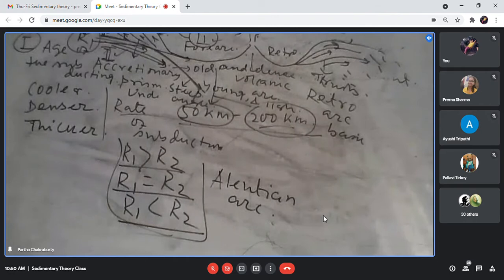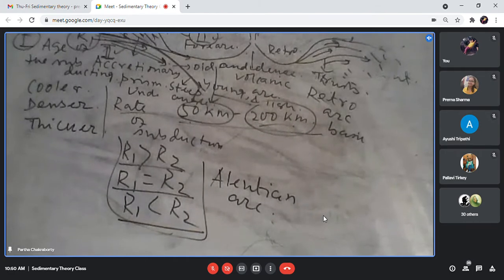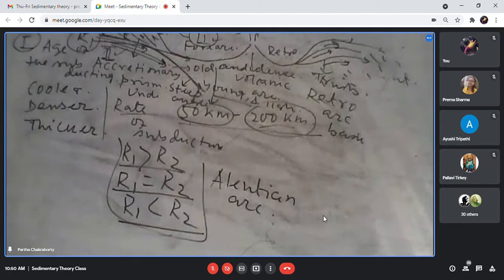Now what is a trench? If you see the depth of MORs, can anyone tell me? The mid oceanic ridge, what is its water depth? At what depth do we get the mid oceanic ridges? Hello?